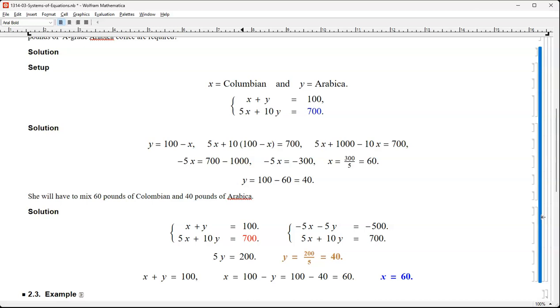If you like substitution, use the previous solution. If you like elimination, use the second solution.